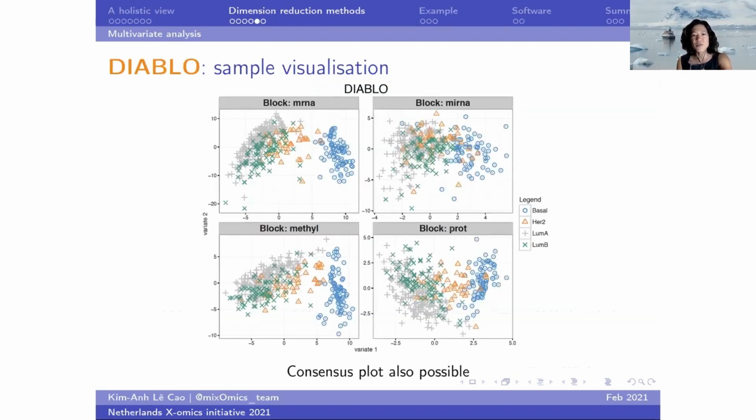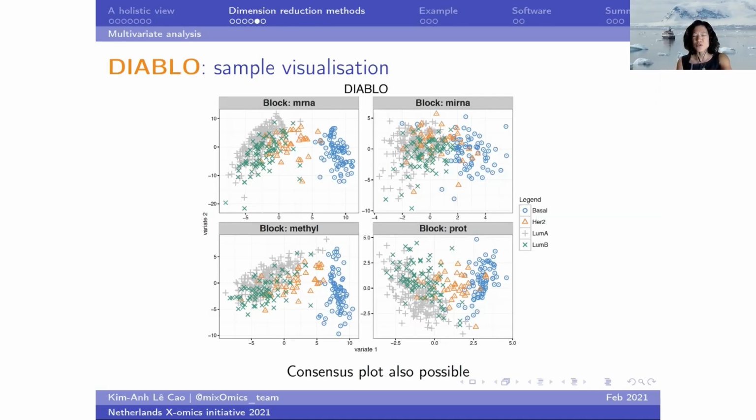This is an example from a breast cancer study from TCGA. You have the components here, and the dots and the colors represent different breast cancer subtypes. You can see here, for example, that the mRNA dataset seems to discriminate the basal subtype really well. Whereas if you look, for example, at the microRNA or at the protein, it's a bit harder. So this kind of plot really tells you what is the discriminative capacity of each of those data sets when you try to integrate them.